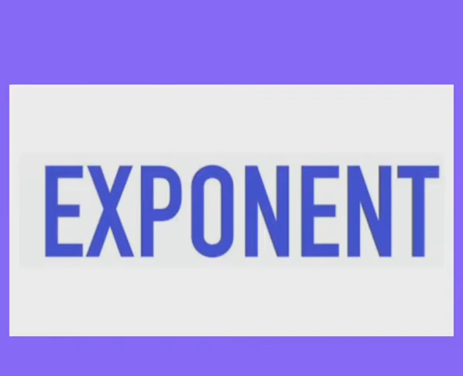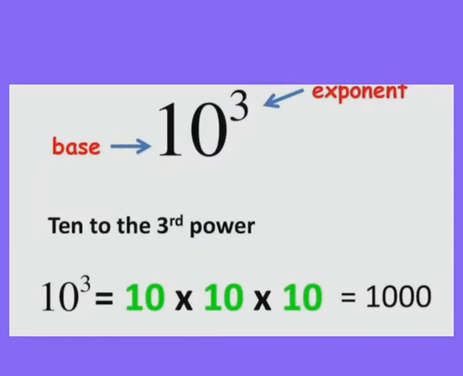Exponents means when a number is multiplied by itself several times, it can be expressed in exponential form. 10 into 10 into 10, that means 10 multiplied 3 times, isn't it? So we can write 10 raised to the power 3. Here 10 is multiplied 3 times. So 10 power 3 is read as 10 raised to the power 3.